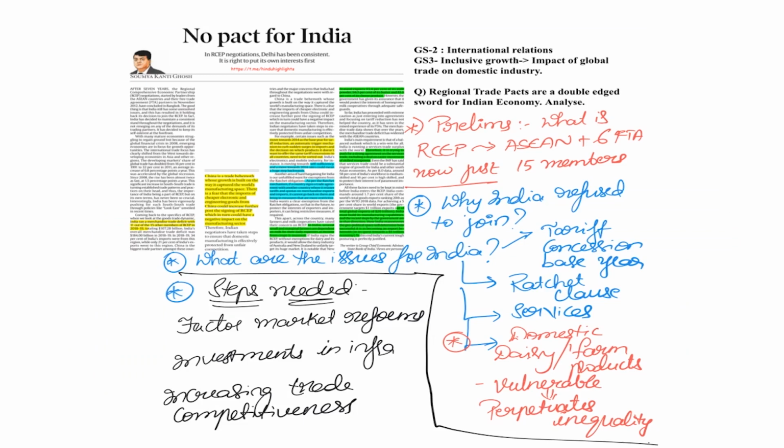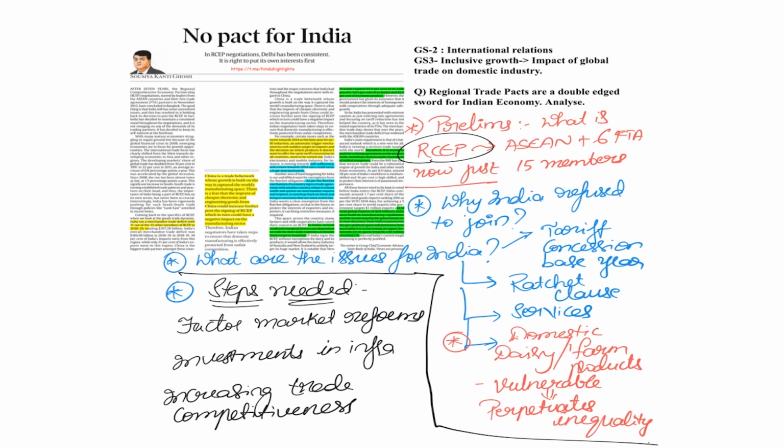Yesterday, India decided against joining the Regional Comprehensive Economic Partnership, the mega Asian trade agreement between 16 countries which have almost half the world's population, because its core concerns were not addressed. What is RCEP? This is the prelims information.